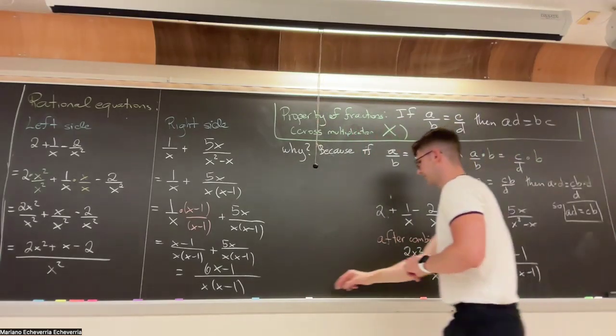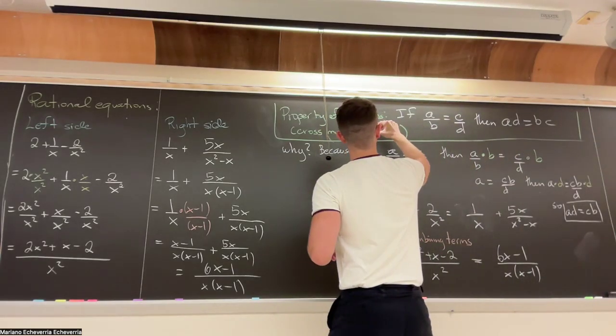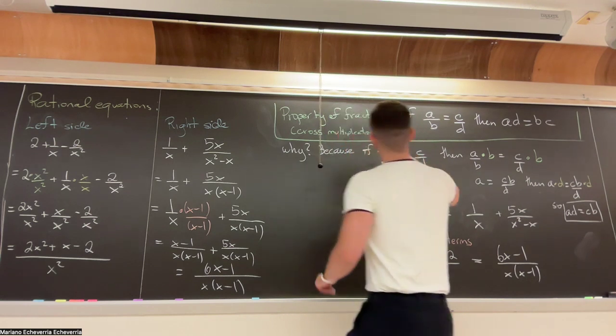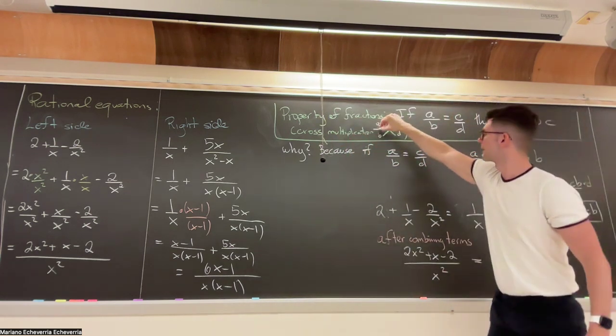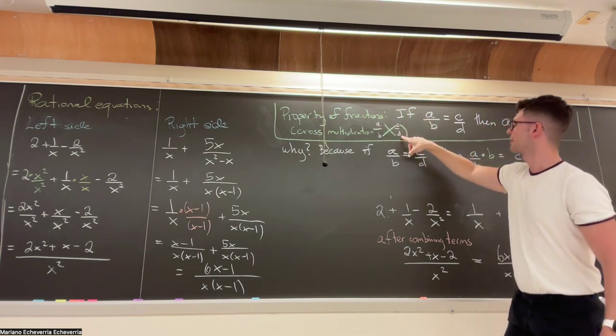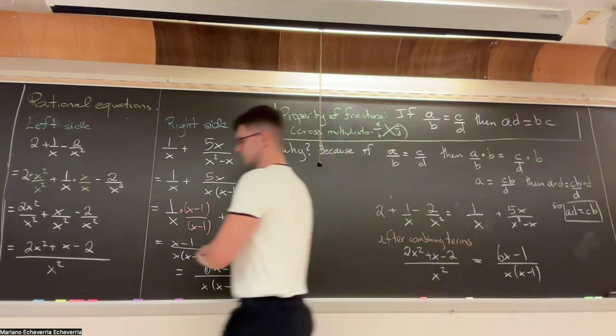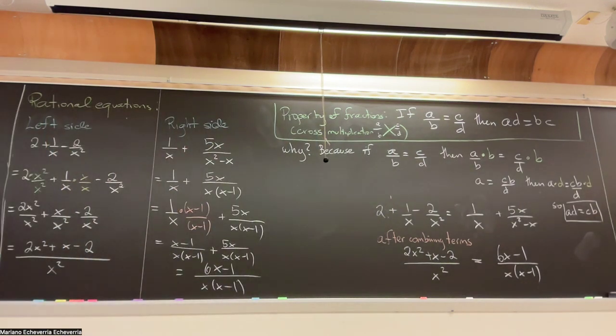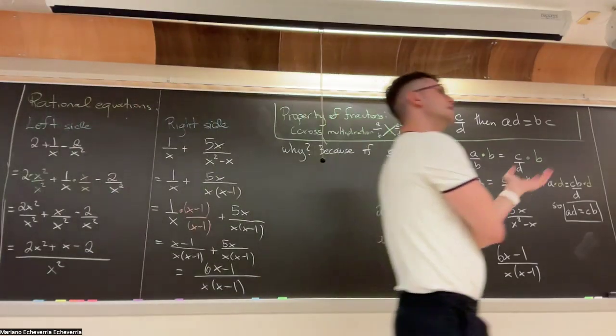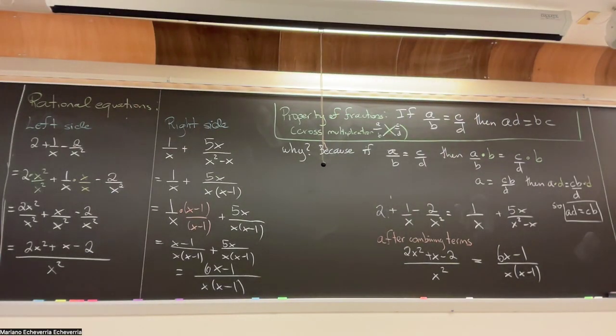Or like here you have A, B, C, D. So A gets multiplied with D and B gets multiplied with C basically. So why is that useful? Because you never want to solve an equation if there are denominators. That doesn't really work well. So by doing this, you can get rid of the denominators.